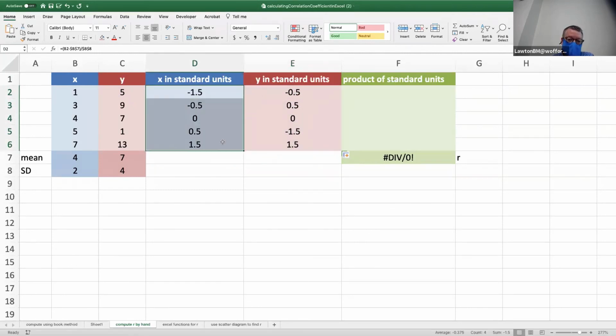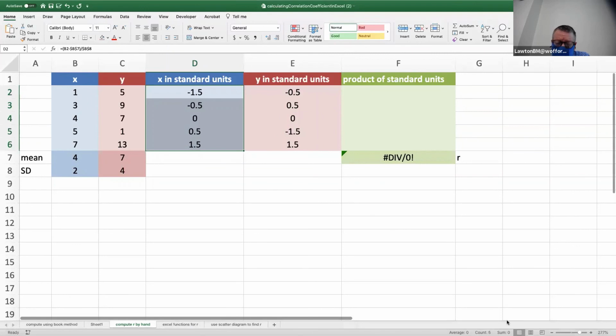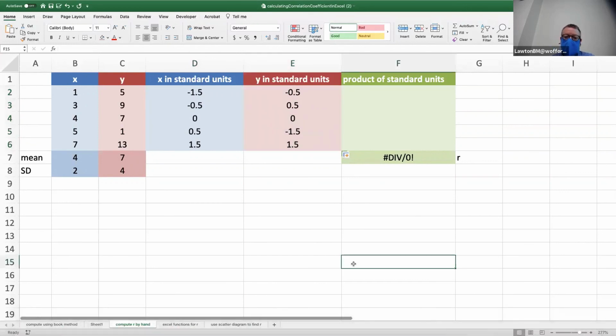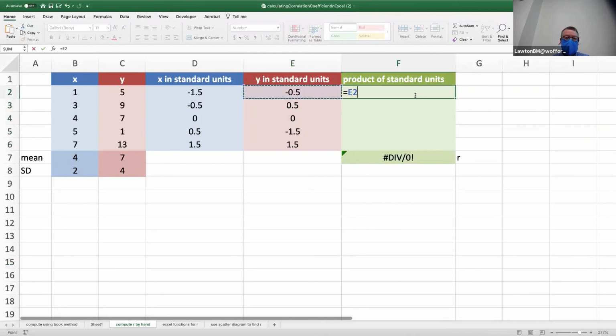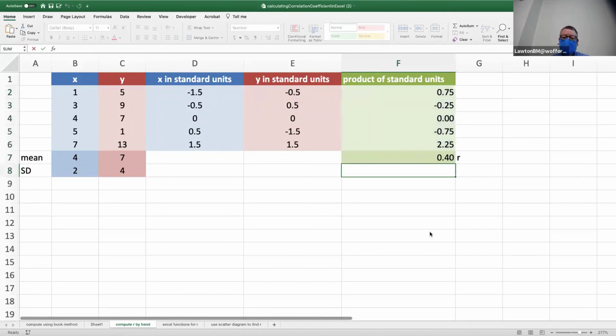Just for kicks, if you add up everything under standard units, I have to move y'all to the side. What is the sum down here? 0. And if I add everything up here, the sum is 0. So it's a good check. Almost done. I'm going to multiply the standard units, so this times this, standard units in x times standard units in y. I'll drag that down. And then the average of those numbers is the correlation coefficient.